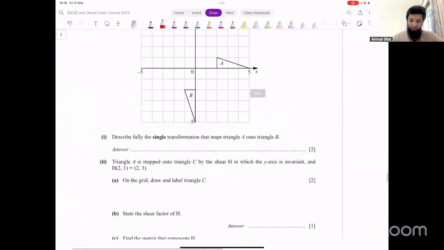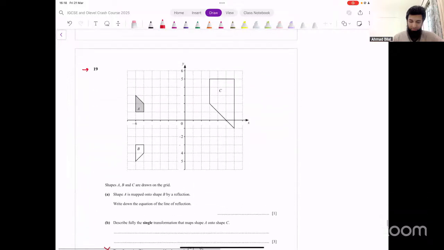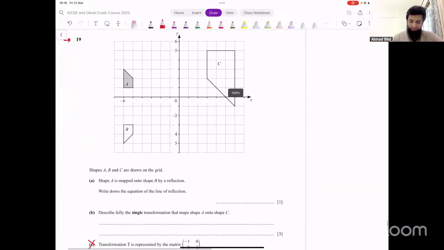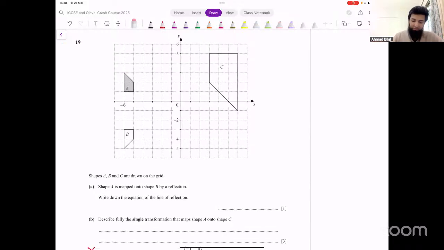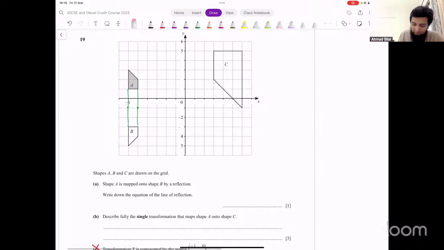All right, let's look at the next one now. Okay, let's try this. We have these shapes A, B, and C drawn on the grid. Shape A is mapped onto B by a reflection. Write down the equation of the line of reflection. How do you write down the equation of the line of reflection? You can just spot it just by looking at it, right? Or you can use a formal method, join corresponding points, mark their midpoints, and join those midpoints. This is the line that we're talking about. This is the line of reflection.